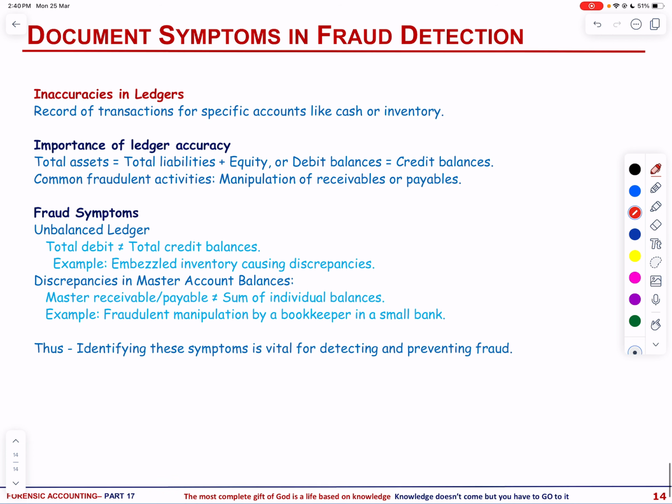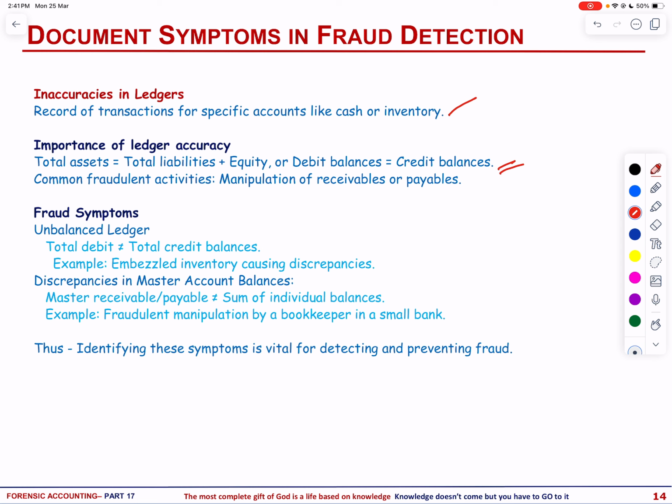The third symptom in fraud detection is inaccuracies in ledgers. Ledgers serve as a record of all transactions related to specific accounts such as cash or inventory. The accuracy of ledger balances is crucial, often verified by ensuring that total assets equal total liabilities and equity, or that debit balances equal credit balances.